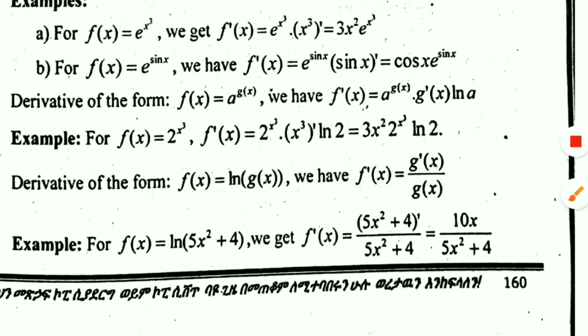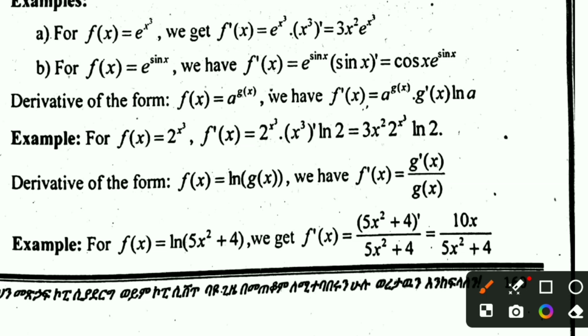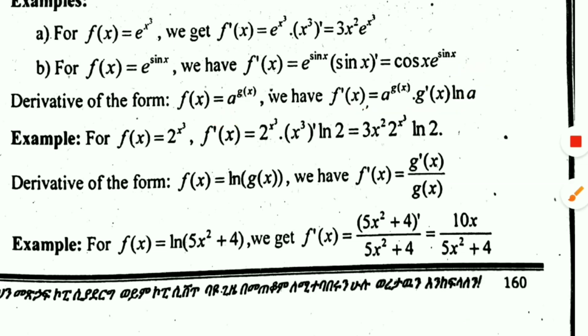Again, let us see another form of function. For example, if we have f of x is equal to a raised to g of x, where a is any constant, that means it is an exponential function, then we can use this to derive the derivative formula. You can use this: f derivative at x is equal to a raised to g of x times g derivative at x times ln of this constant, that means multiplying by ln of a. So that is another form.